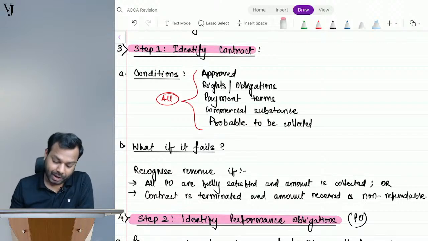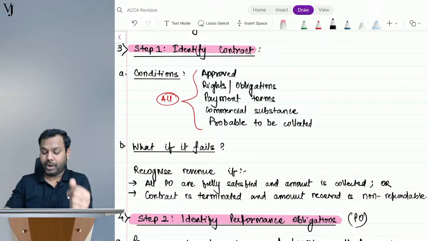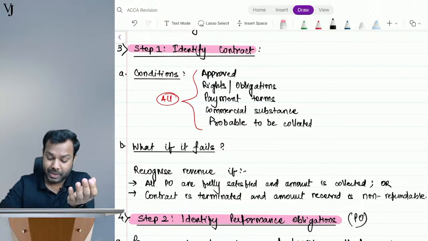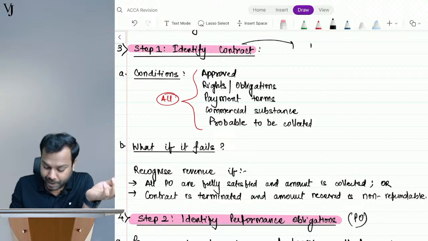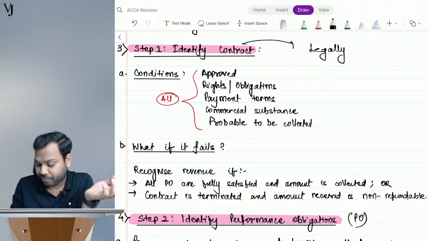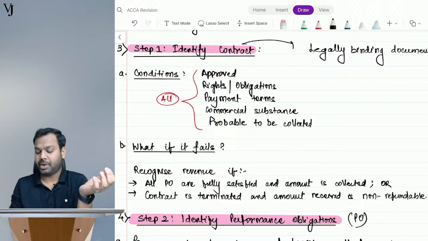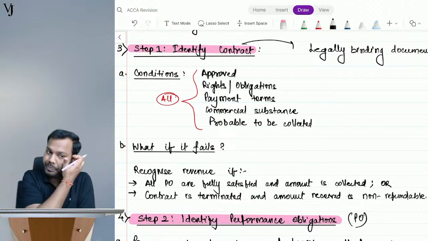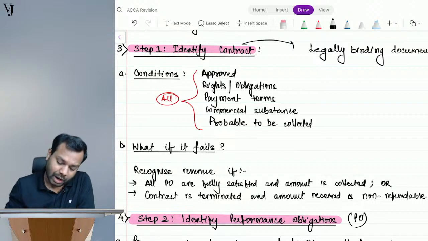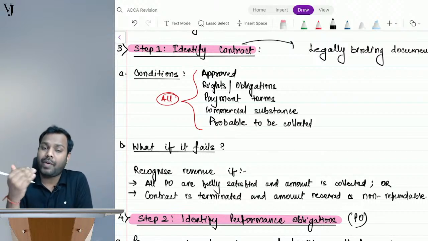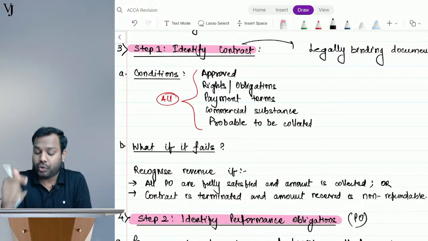Step number 1: identify the contract. For a contract to exist, though I believe you understand the meaning of a contract, a contract means a legally binding document or an agreement. So how will we identify whether a contract exists or not? We have to see 5 conditions.